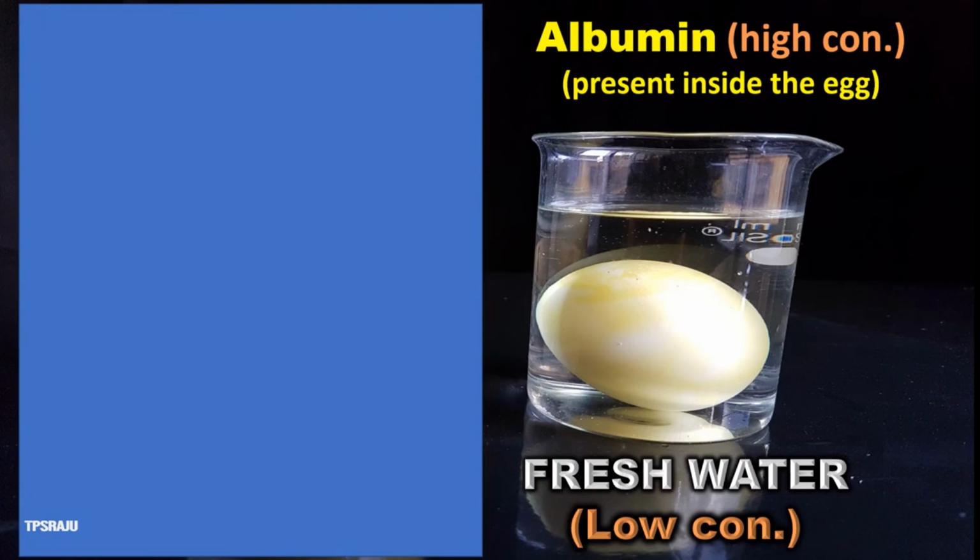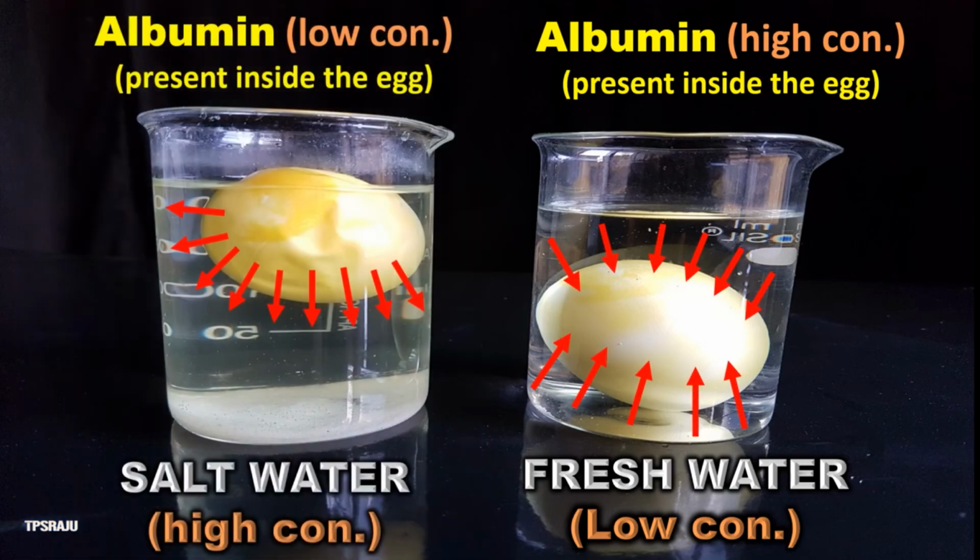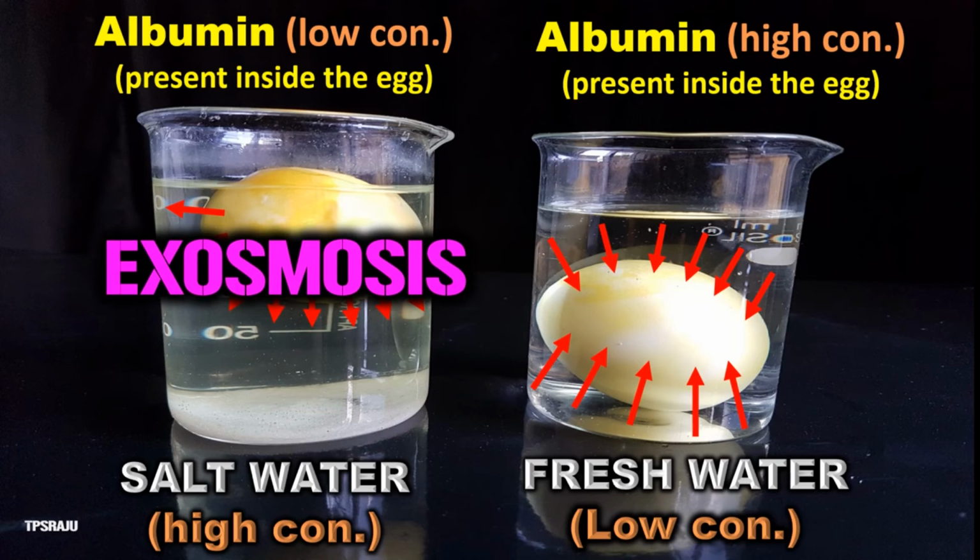In the second case, the egg has swollen. This is because the egg has higher concentration, the albumin has higher concentration, and fresh water has lower concentration. As a result of this, water from the beaker moved into the egg and this process is called endosmosis. So in the first case, exosmosis has occurred. In the second case, endosmosis has occurred.